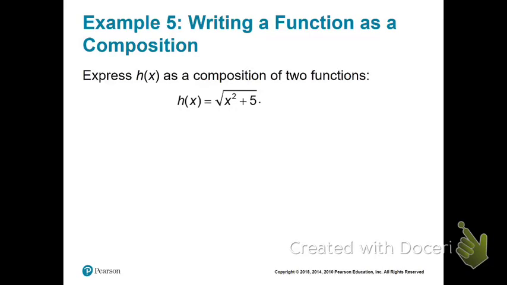All right, so in example 5 here, we're going to tear apart this function, okay? So I need to find two functions, and let's just say function f and function g, that when I do their composition will give me h of x. And so sometimes you'll see it written as like h of x will equal f of g of x. So we get to pick what f and g are going to be.